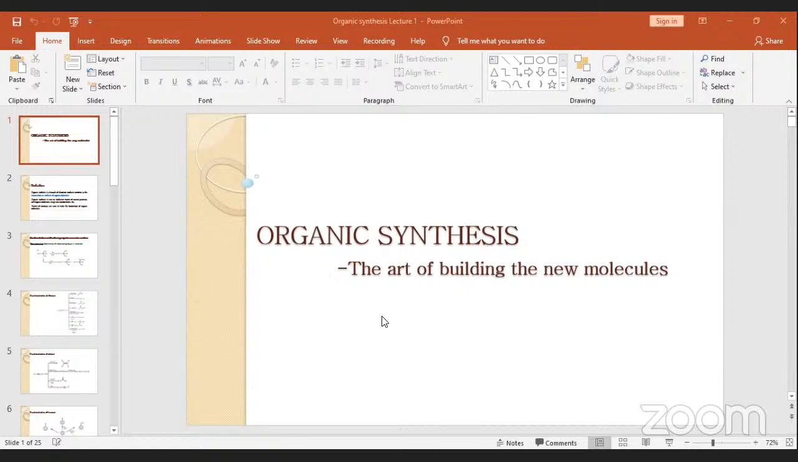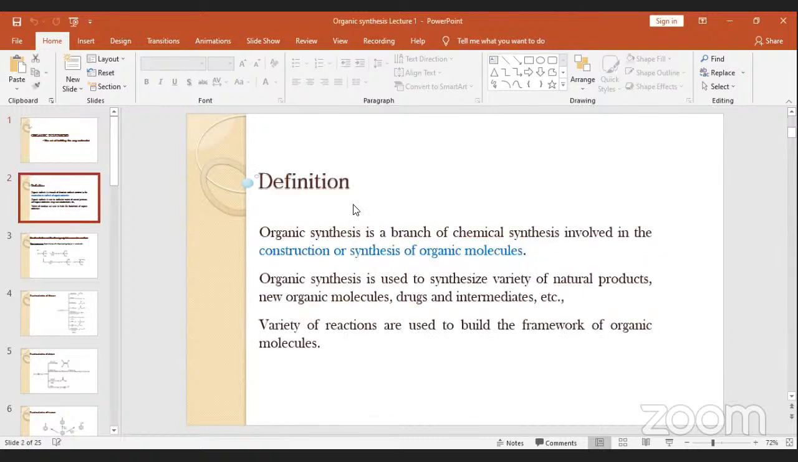Because new organic molecules are very much essential, as they are used in pharmaceuticals as pharmaceutical intermediates and for a variety of purposes, for building many other new molecules, and for research purposes also. So this art involves, as I told you already, it's a branch. Organic synthesis is a branch of chemical synthesis involved in the construction or synthesis of organic molecules.